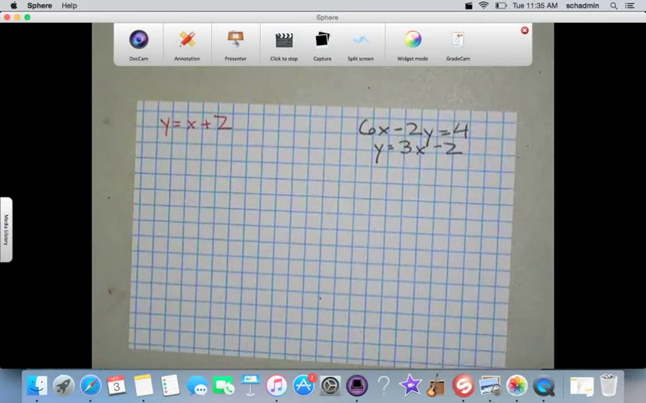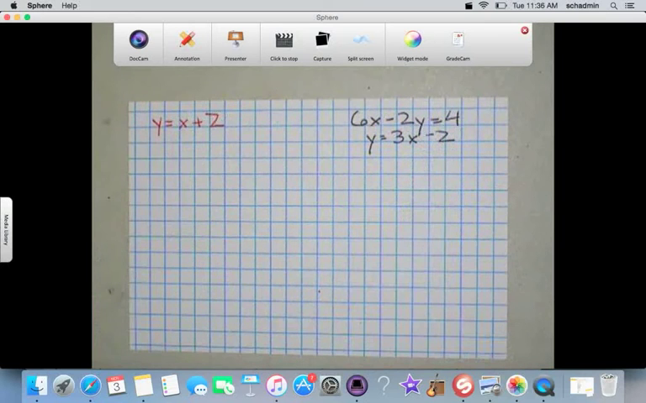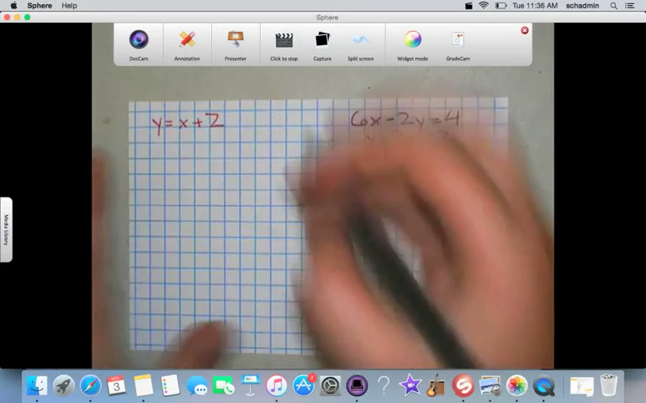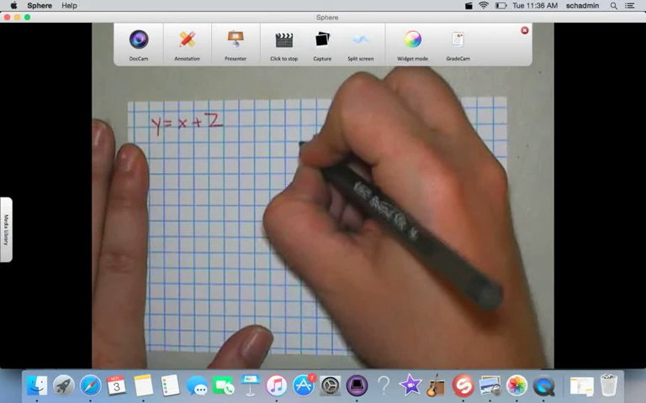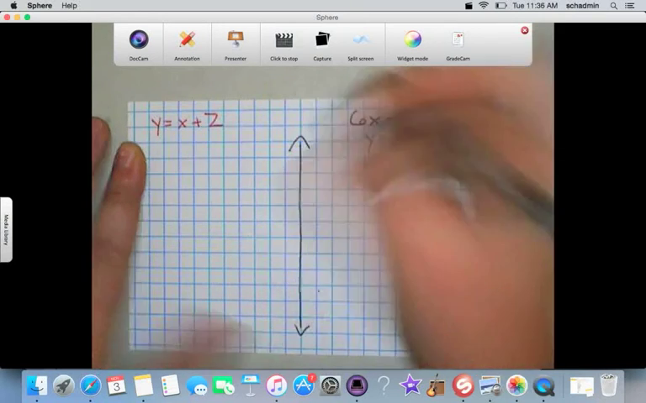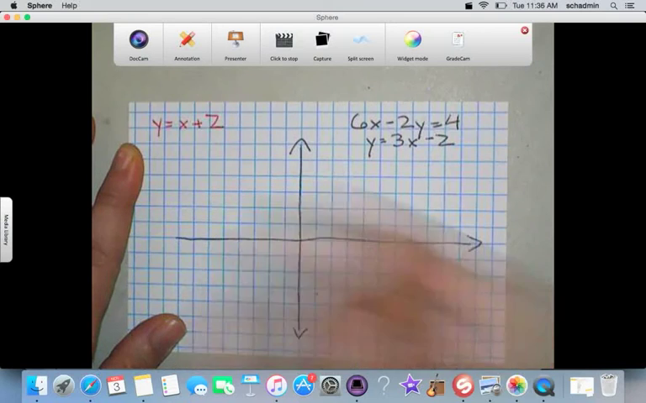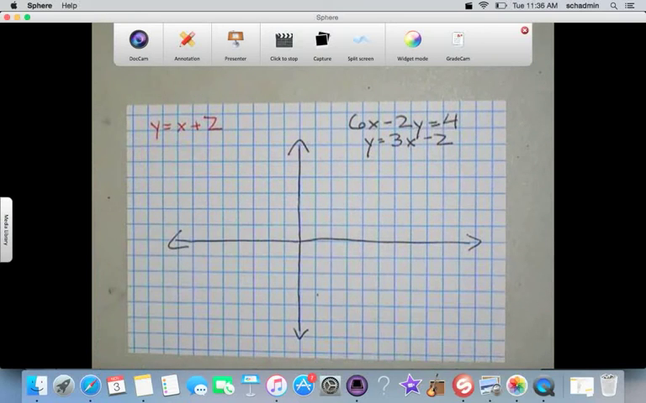In order to find the solution of these 2 linear equations, you need to find where the 2 intersect or cross. The way we're going to do that, obviously, is we are just going to graph them. I have used 2 different colors of ink because I think that will make it a little bit easier to see what we are doing. And there's our x and y axis. I know it's beautiful. Don't judge.